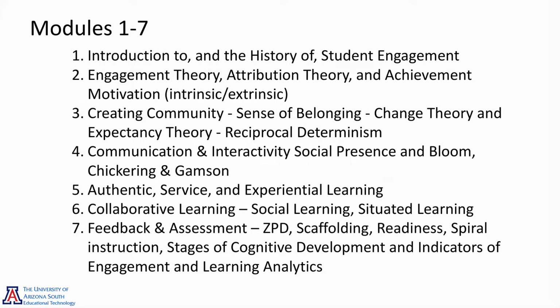So here are the modules that we'll be looking at. We'll start with an introduction to and a history of student engagement. Then we'll look a little bit at engagement theory and attribution theory and achievement motivation, moving on to creating a sense of community, looking a little bit at change theory, expectancy theory, and reciprocal determinism. And don't worry if these terms don't make any sense to you right now, they will at the end of the course. We'll look at social presence, Bloom, Chickering, and Gamson, look at the concepts of authentic, service, and experiential learning, and also look at various collaborative learning theories and techniques. We'll end by looking at how we can increase student engagement in feedback and assessment.